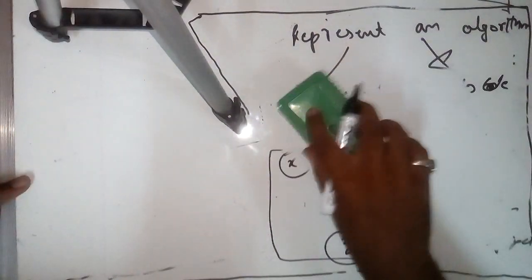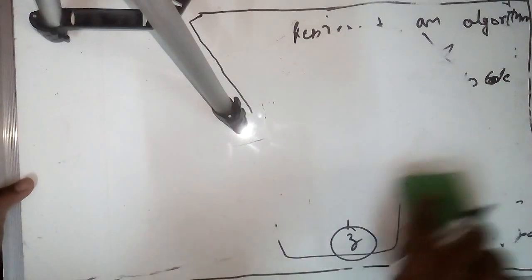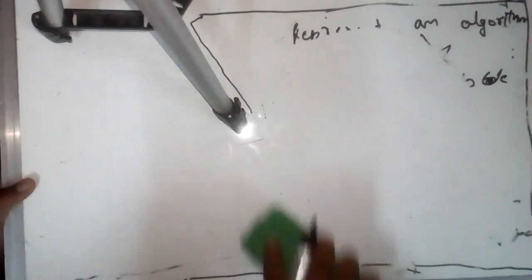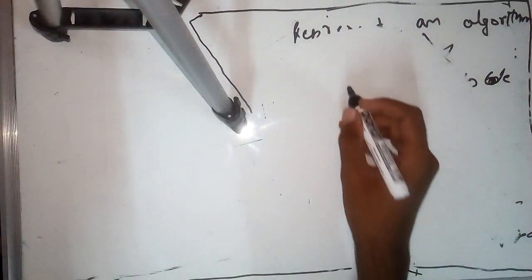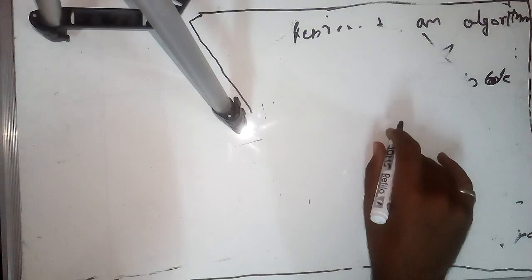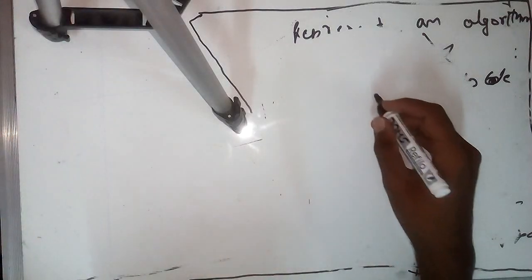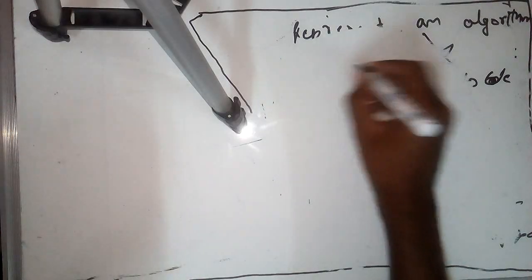I hope it's clear, right? So this is a flowchart, whereas pseudocode is different from a flowchart. How? In pseudocode we actually write code. For example, let me give you an example where I will write a code and you will understand it better.